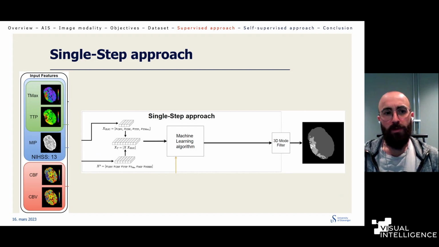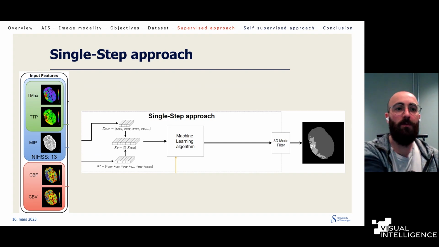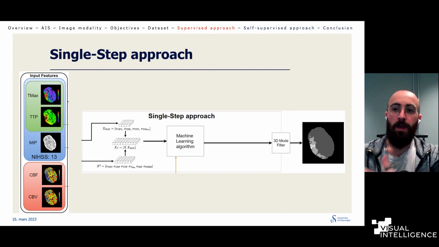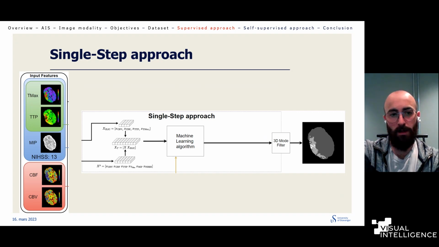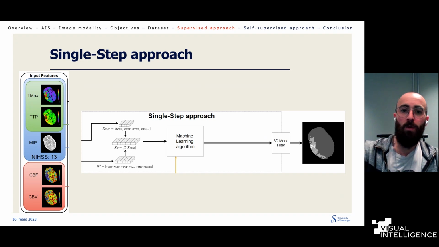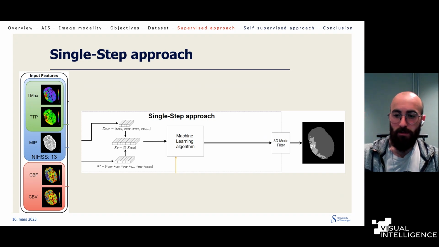On the other hand, the single-step approach, instead of dividing the set of parametric maps, uses all of them, because we think the model can learn different features even from all the parametric maps. So it might be better for the model to use the entire set of parametric maps to produce a multi-class segmentation. So we don't have any logical constraint here. We just feed the entire input feature set to the model.